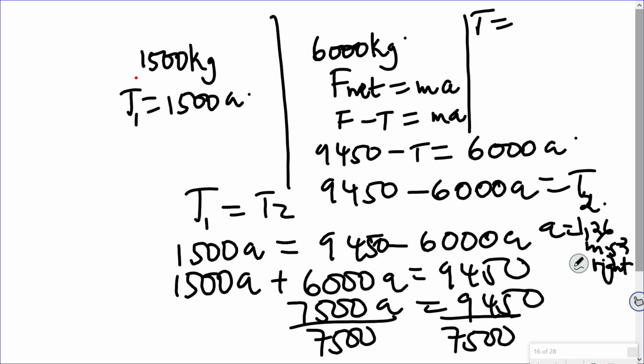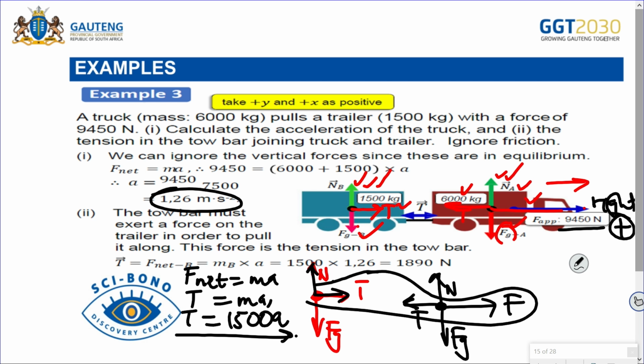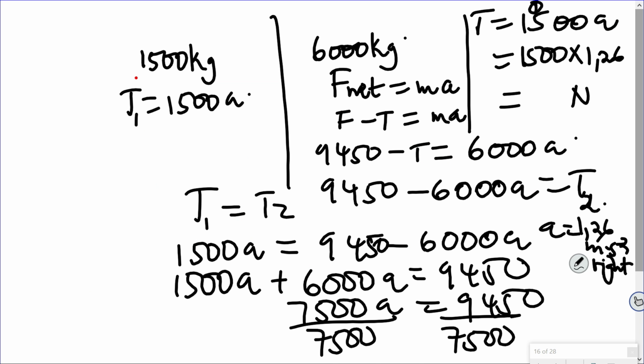Then after getting the acceleration, we can find tension. Tension is equal to, I'm taking equation 1 there, 1,500 A. Then it will be 1,500 multiplied by A, which is 1.26. Then we'll get our answer in newtons. And what they got here is 1,890, which is 1,800 and 90 newtons.